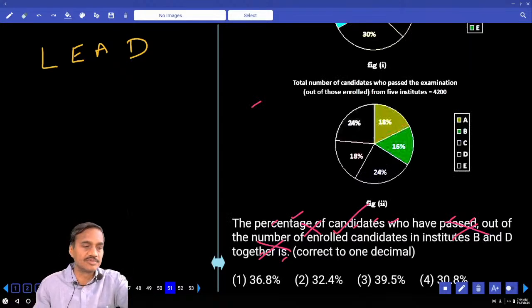Now this is about paper number 73 CHSL. Clear? And next is quant.